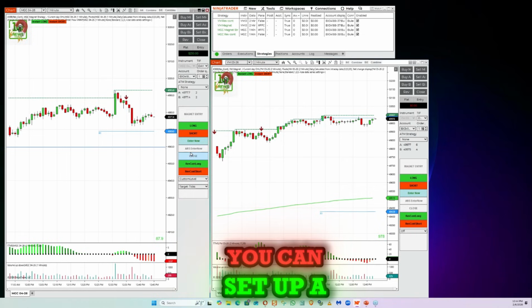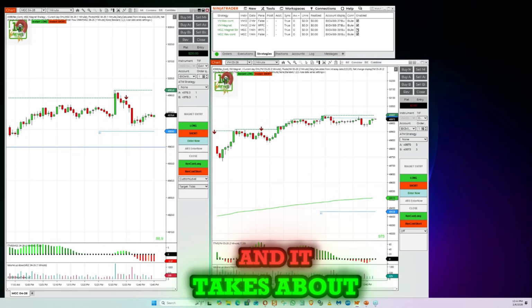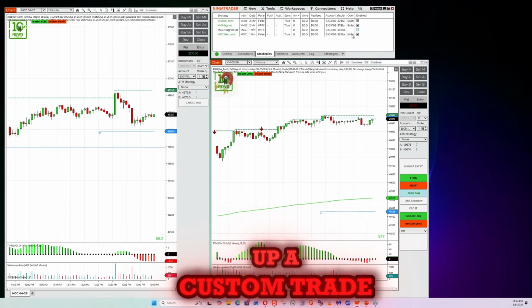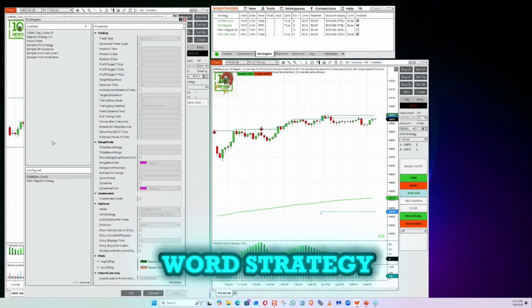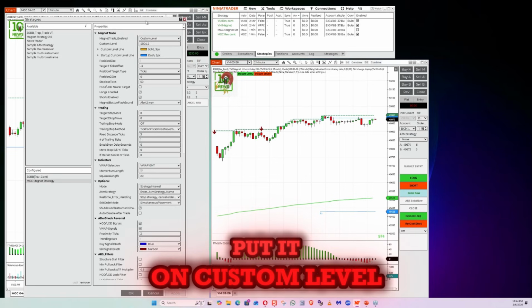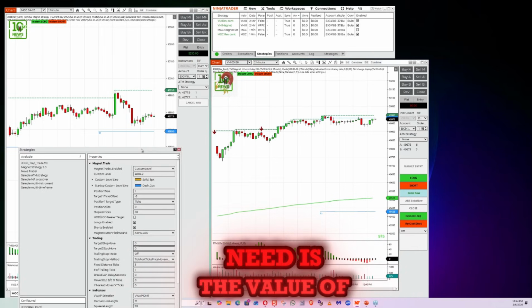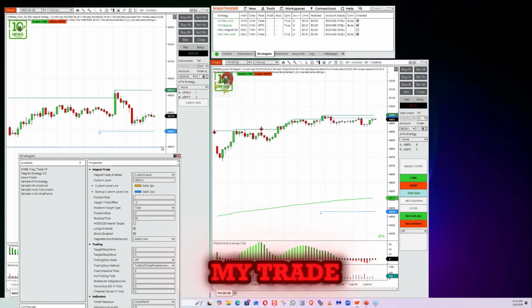You can set up a custom magnet, and it takes about 5 minutes, not even, to set up a custom trade. I go into the software, click on the word strategy, turn on the magnet, put it on custom level, and then all I need is the value of that area that I want to exit my trade.